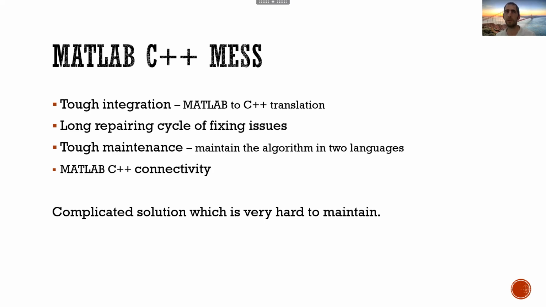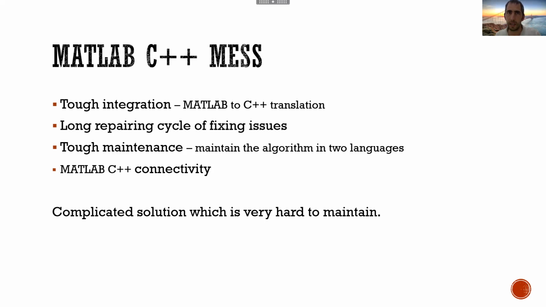But the bug was found in the C++ code, so we need to find the equivalent code in MATLAB. If we have the inputs for the C++ algorithm, we need to create proper inputs for the MATLAB code in order to reproduce the issue and try to fix it in the MATLAB. After fixing the issue in the MATLAB, the software team needs to translate the fix back to C++. In order to do this fixing process, we have to maintain the algorithm in both MATLAB and C++ all the time.